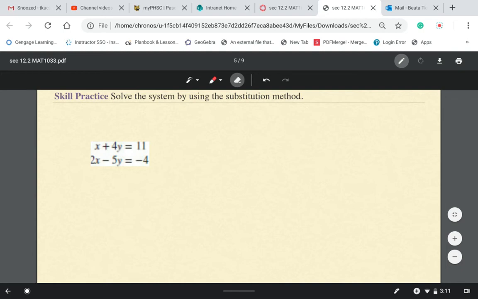You have x plus 4y equal 11, 2x minus 5y equal negative 4. So first, let me label those equations. We have equation 1, equation 2. Since equation 1 is easier, I'm going to start with it, which is x plus 4y equal 11. And you need to solve this equation for x or y. Since it's easier to solve for x, I'm going to solve this equation for x.